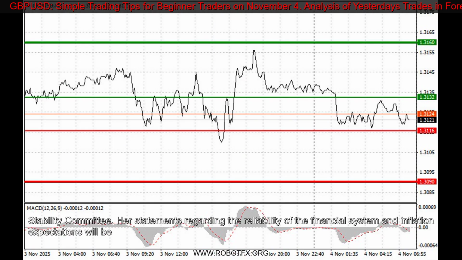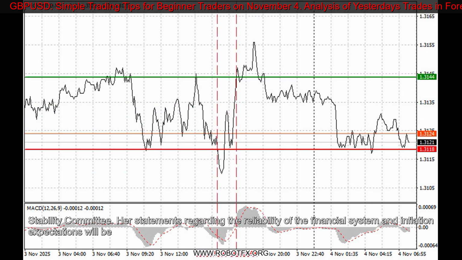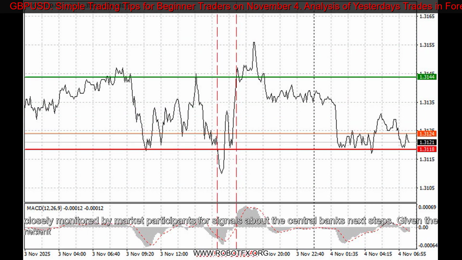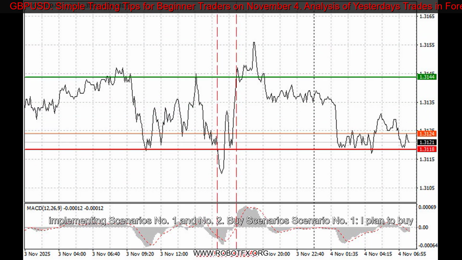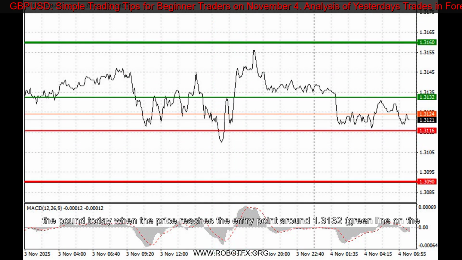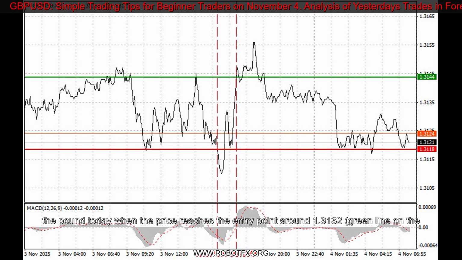Regarding the intraday strategy, I will primarily rely on implementing scenarios number 1 and 2. Buy scenarios. Scenario number 1. I plan to buy the pound today when the price reaches the entry point around 1.3132, green line on the chart, targeting a move to 1.3160, thicker green line on the chart. Near 1.3160, I plan to exit my long positions and initiate shorts in the opposite direction, anticipating a movement of 30-35 pips back from this level.